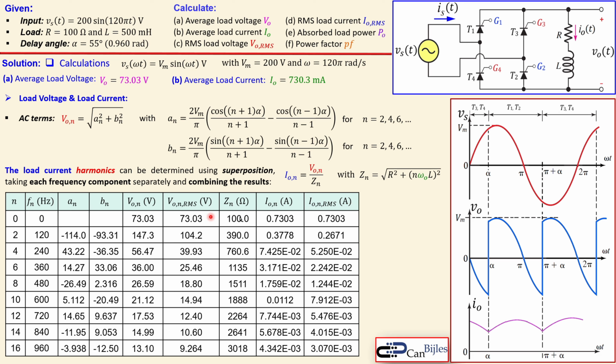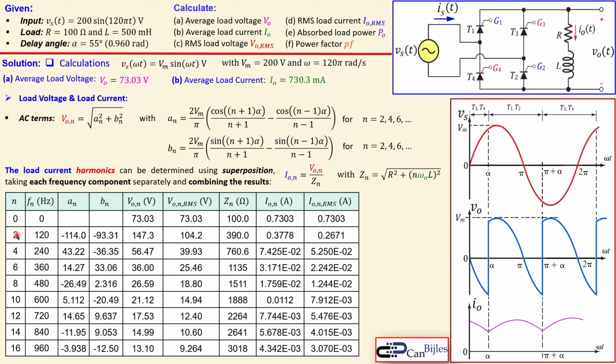The first row here is just DC, so that means the frequency is 0, that means the impedance is just 100 ohms, just pure resistive. That is also the average load voltage, which is from question A. Exact same RMS value, because the DC value and RMS value for the DC component are the exact same. Also the load voltage is the exact same, and also the load current, and also the value of the RMS value of the load current is also the same. So this part is as we have it before.